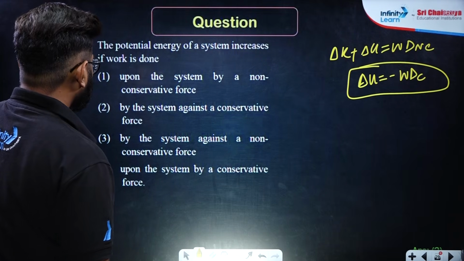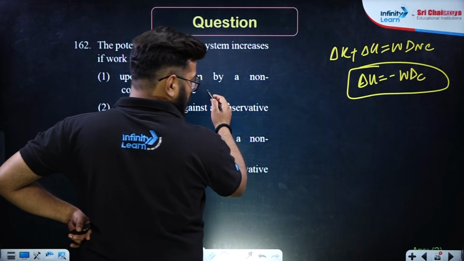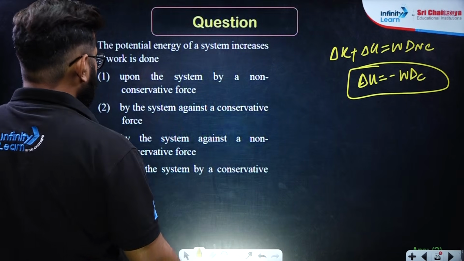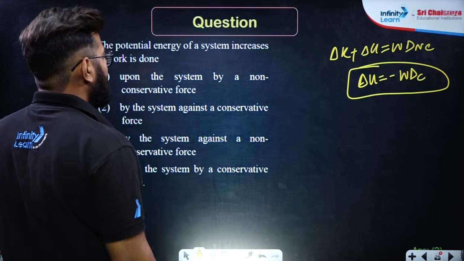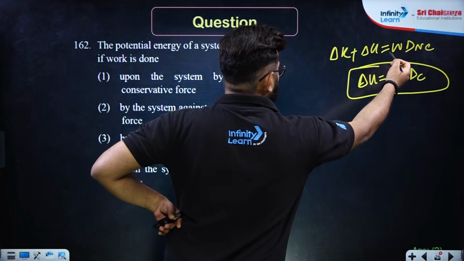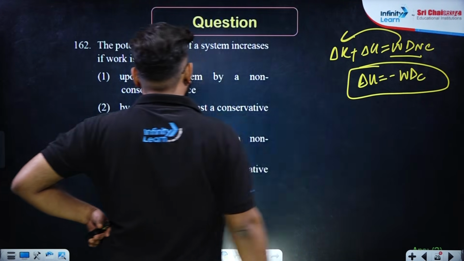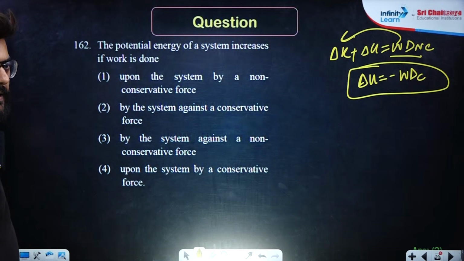So upon the system by a non-conservative force, if there is a non-conservative force, the potential energy of a system may or may not increase, because this might yield or give the result as this also. Clear? Am I clear?